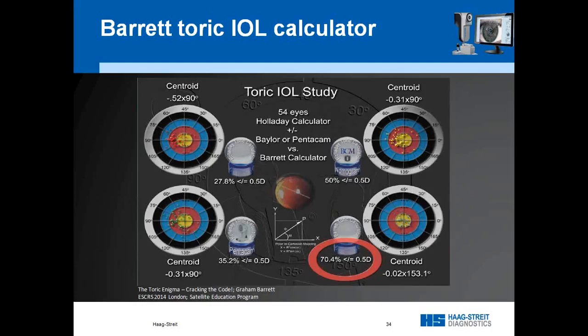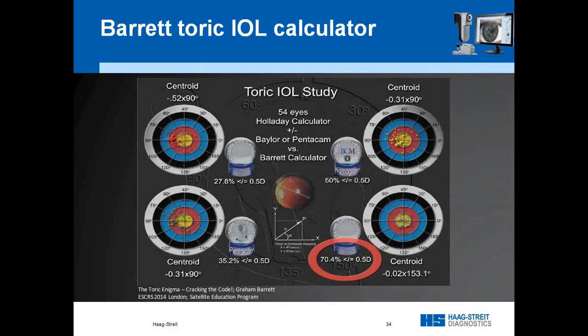We have about 28% of the patients within half a diopter, and we still have a centroid of about 0.5 diopters, which is still significant. The image looks very similar if we now add the posterior corneal measurement from the Pentacam. We can improve the results, so we can go down to a centroid of about 0.3 diopters and have more than 35% of the patients within half a diopter.